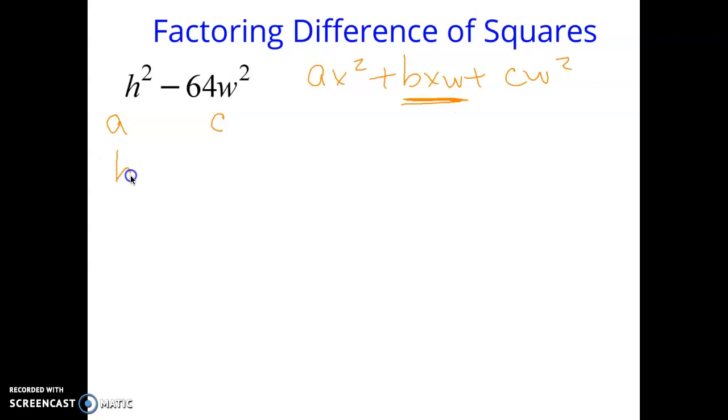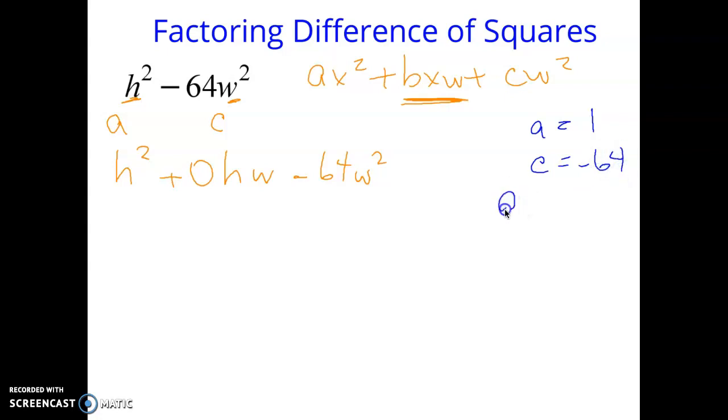So I'm going to do that, h squared plus 0, right? Because if I add 0, I don't change the value. And it's going to be 0hw. Remember, the variables have to match. I've got an h and a w. Minus 64w squared. Okay, well now we're going to be able to identify a and c. So a in this case is 1. It's that understood 1 in front of the h squared. And c in this case is negative 64.